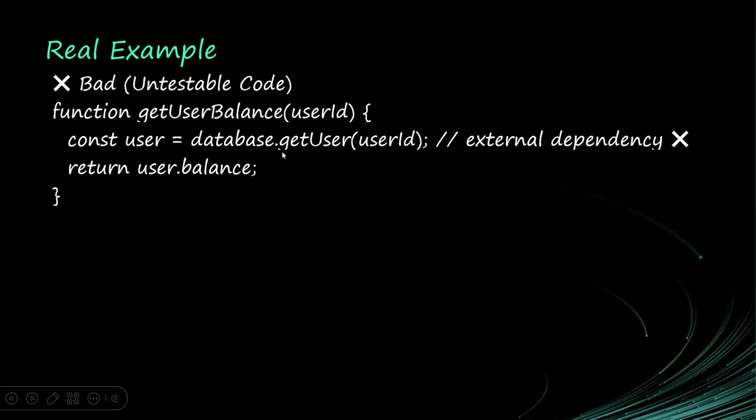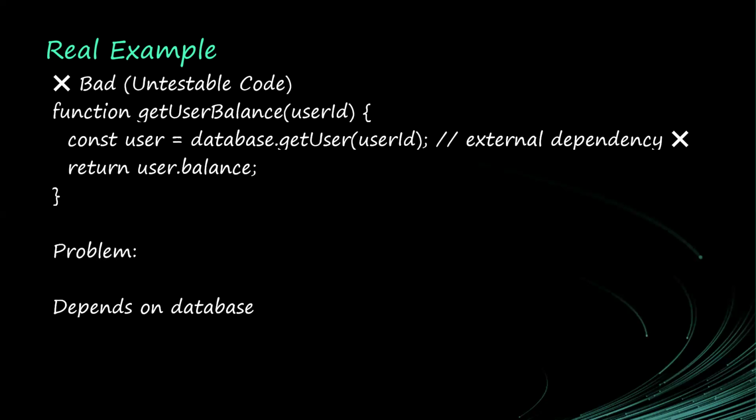So you can see that it is not isolated. It has some external dependency. It depends on the database object or the database module. It's hard to test. It's not a unit test. It's not testing a unit of your program. When you call this function getUserBalance, it's also calling another function, getUser, from the database object or module. It is hard to test. It depends on the database. It is also slow and unreliable, because what if the getUser function does not work?